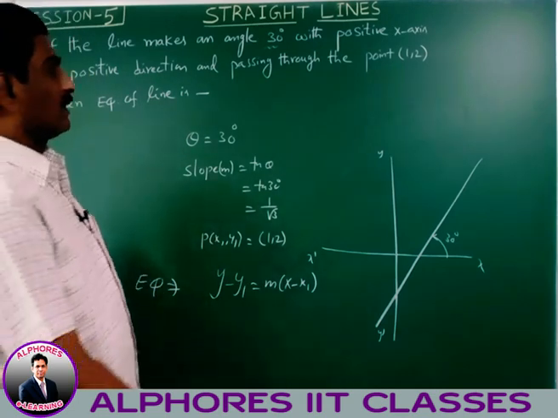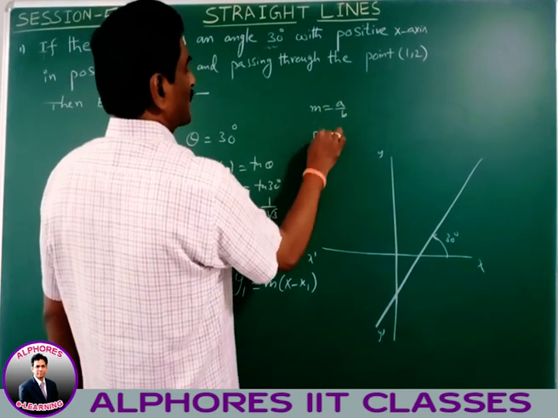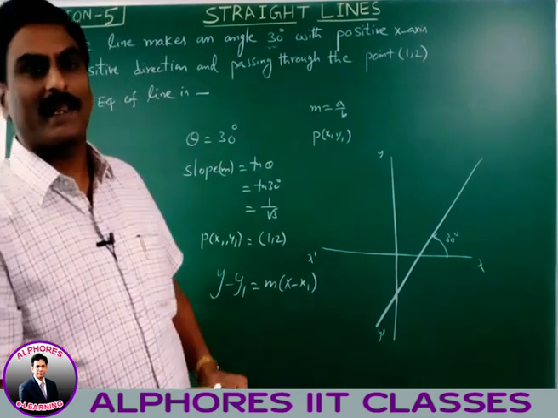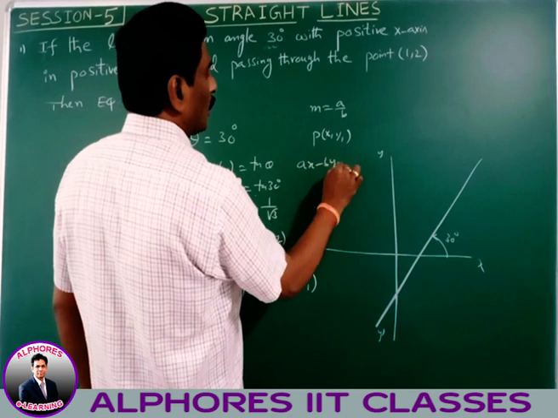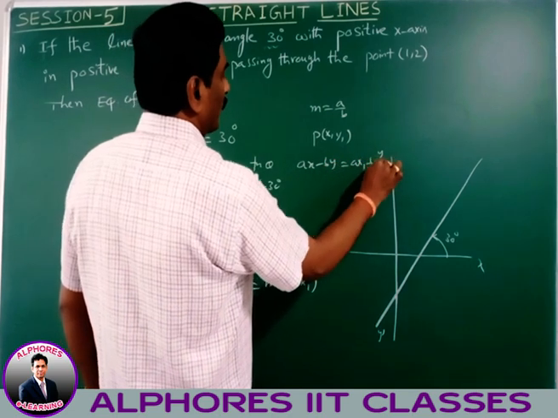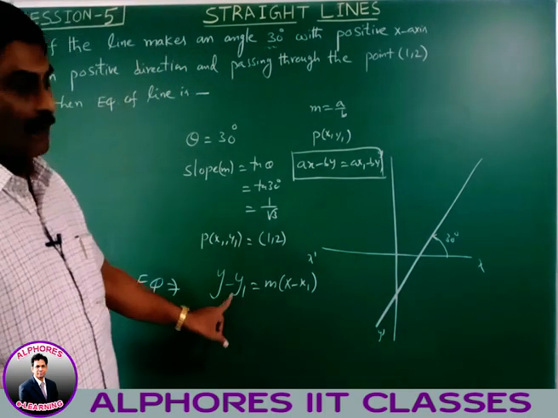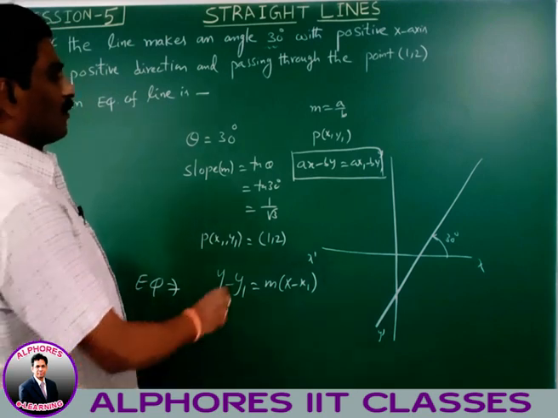But if the slope is m is equal to a by b and the point P(x1, y1) lies on the line, what is the direct formula to find the equation of the line? ax minus by is equal to ax1 minus by1. It is the direct formula to find the equation of the line. It is correct, but it is a direct formula. Use this formula.